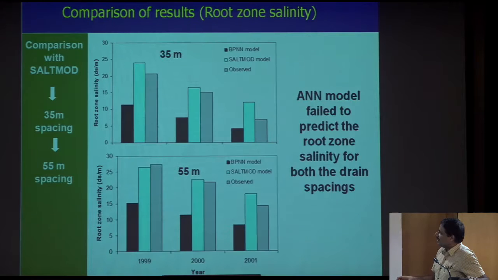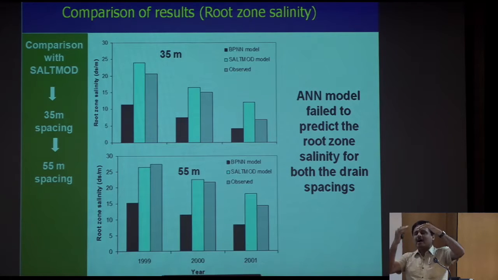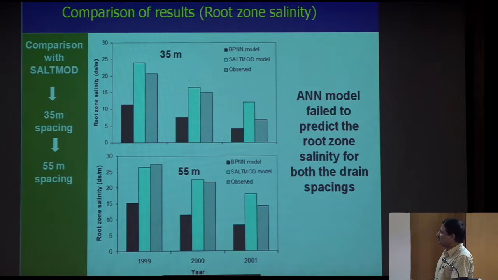But the problem is the ANN could not predict the root zone soil salinity, because it is a very complex process. You know that the Richards equation describes how a drop of water falling over the ground passes through the root zone. So the ANN could not predict the root zone salinity.